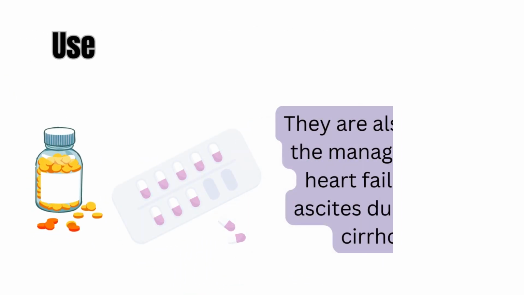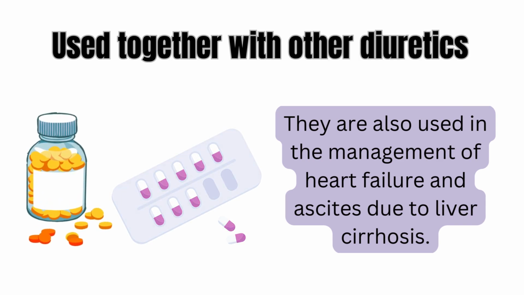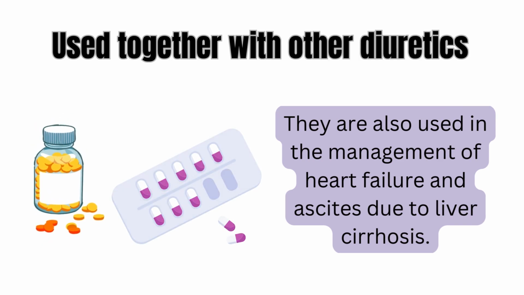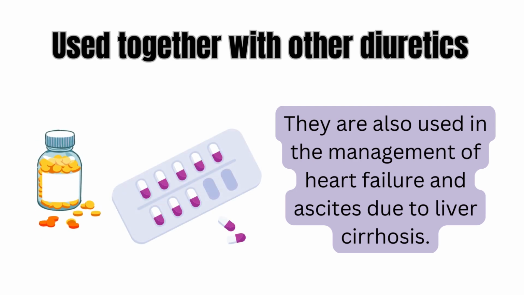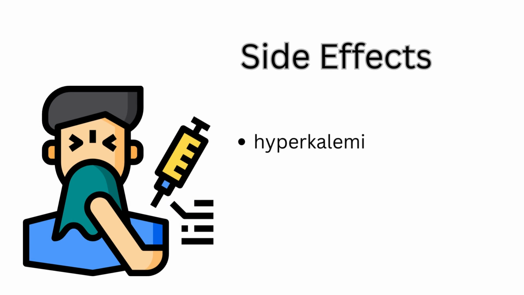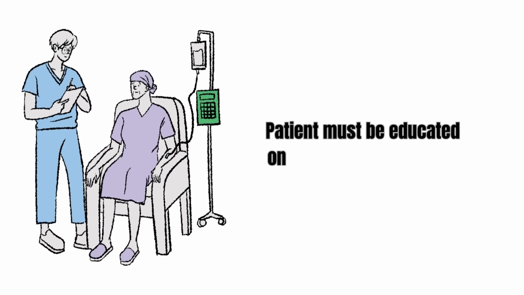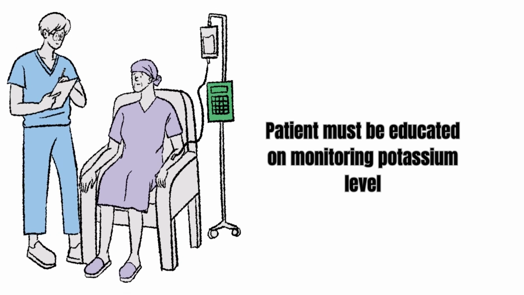Potassium-sparing diuretics are used in conjunction with other diuretics to prevent hypokalemia. They are also used in the management of heart failure and ascites due to liver cirrhosis. Side effects can include hyperkalemia, gynecomastia, and menstrual irregularities. Monitoring potassium levels is crucial when using these drugs.